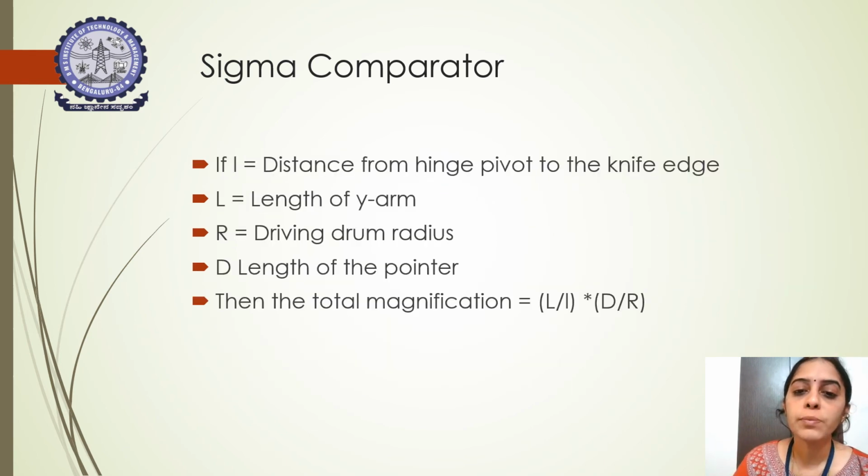So the distance from the hinge pivot to the knife edge will be measured as I, and L will be the length of the Y arm which has been used in the sigma comparator. R will be the driving drum radius. D will be the length of the pointer exactly. Then the total magnification will be calculated by the length of the arm divided by the distance of the hinge pivot to the knife edge, into the length of the pointer divided by the driving drum radius. So this provides the total magnification value of the sigma comparator.